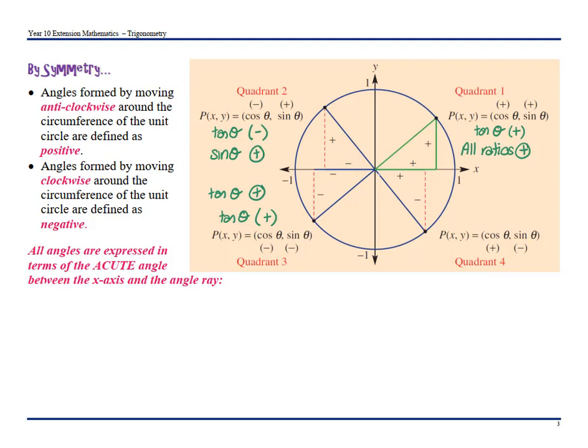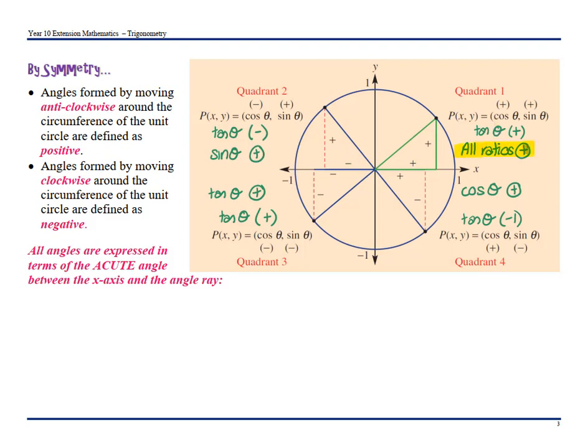And in my fourth quadrant, we have our x is positive, but our y is negative. So cos theta is positive, sine theta is negative, and our tan theta is going to be sine over cos, negative divided by positive, so it's negative. So in our fourth quadrant, cos theta is the positive ratio.